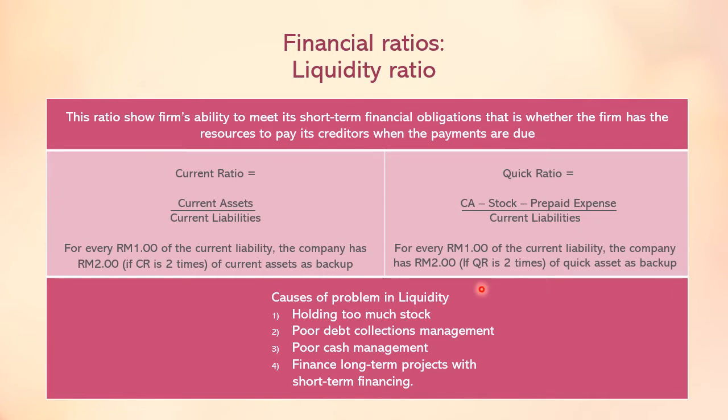So why sometimes in the final exam, you will find that the current ratio is 2 times, which is more than 1. However, when you calculate the quick ratio, it becomes less than 1, maybe 0.8 times or 0.7 times, meaning that you have less assets to pay for your current liabilities. This is the problem that the firm has. This situation happens because the company is holding too much stock.